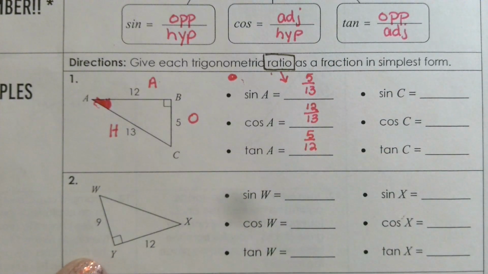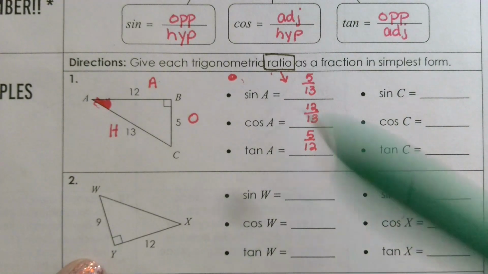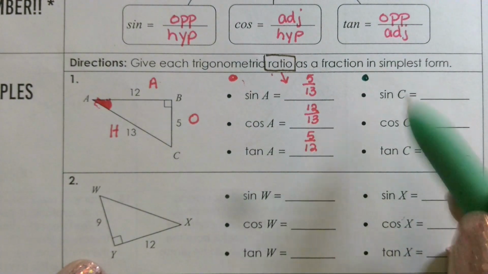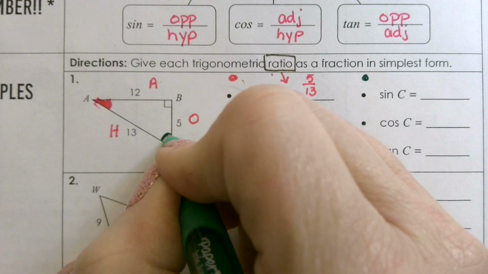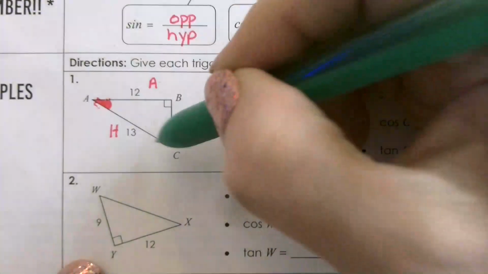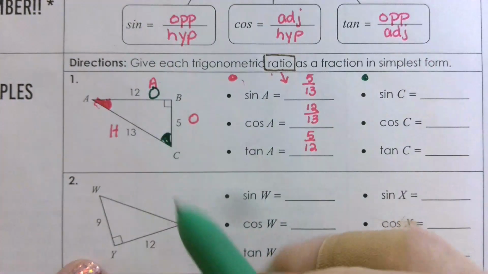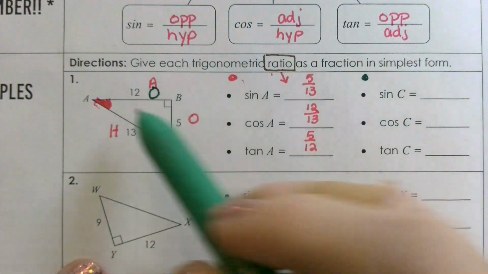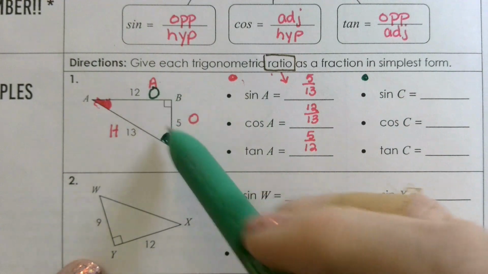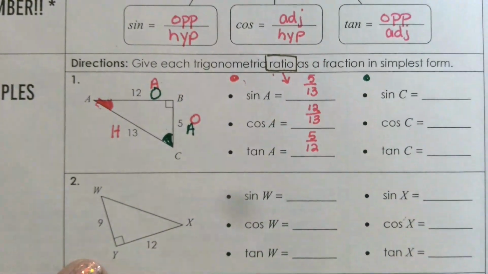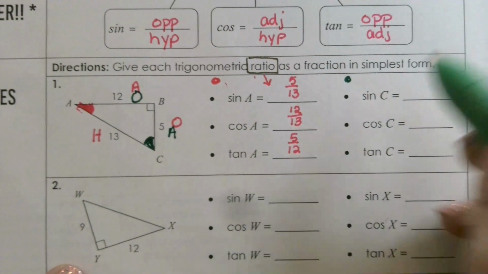Okay, now I'm going to grab green, maybe. I'm going to do this part in green, and I want to show you how it changes. So this time C is my reference angle. So I've got my reference angle here. The hypotenuse is never going to change, but for angle C, this is my opposite. So I'm looking at the darker color. Grab a highlighter if you need to distinguish what we're doing. So that's my opposite because it's across from it, and that means this would be my adjacent.